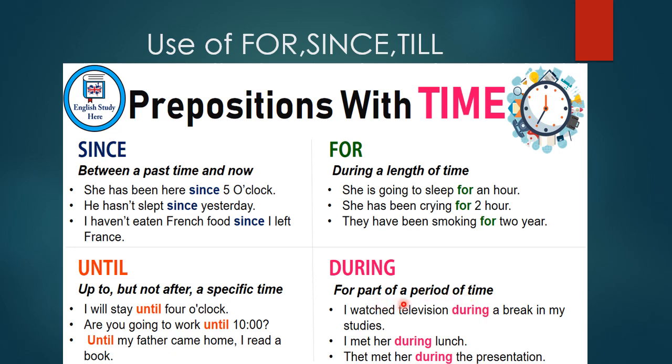During is used for part of a period of time. For a proper duration, a period of time, the preposition during is used. I watched television during a break in my studies. I met her during lunch. They met her during the presentation. So these are all prepositions with time: since, for, until, during. Clear? Moving next.